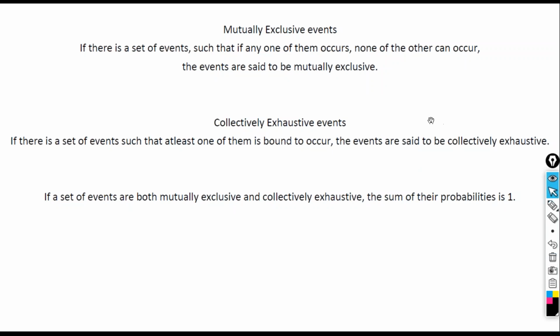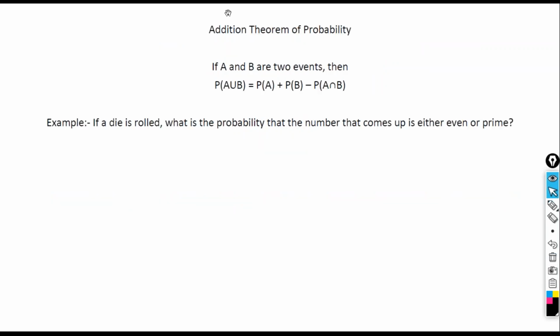So now on the other side, the basic concept which you have studied in the case of Venn diagrams is also applicable in the case of probability. If A and B are two events, then probability of A union B equals probability of A taking place plus probability of event B taking place minus probability of A and B taking place.